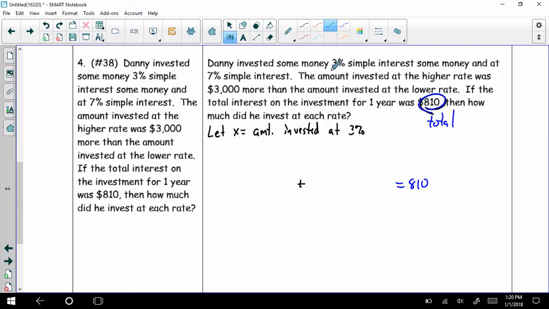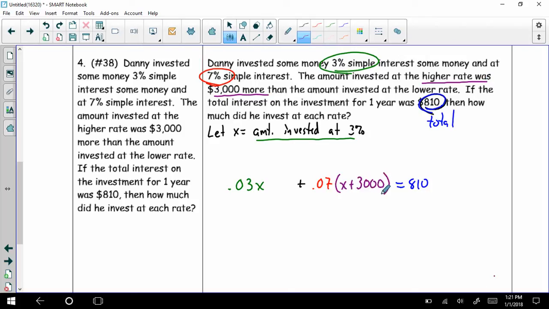We know that we have a 3% simple interest account. So what I'm going to do is take 0.03 and write it there. We also have a 7% interest account. So we have 0.07. What gets tricky is the stuff that goes with it. The nice thing is, in the first step, we said that X was the amount invested at 3%. So that's my X. Now, 3,000 more at the higher rate. So whatever I invested at the lower rate, the X, I invested 3,000 more at the higher rate.